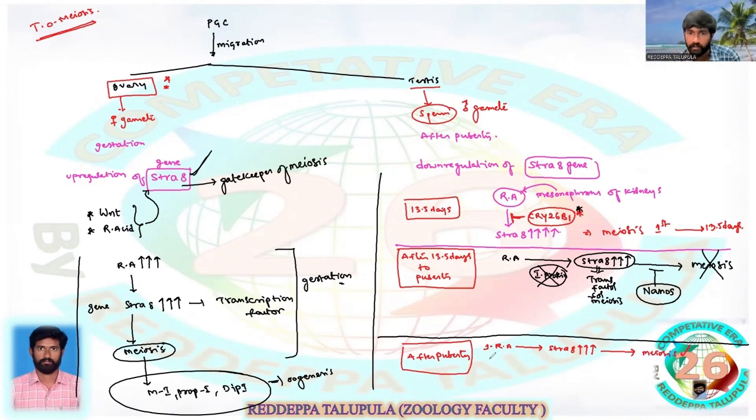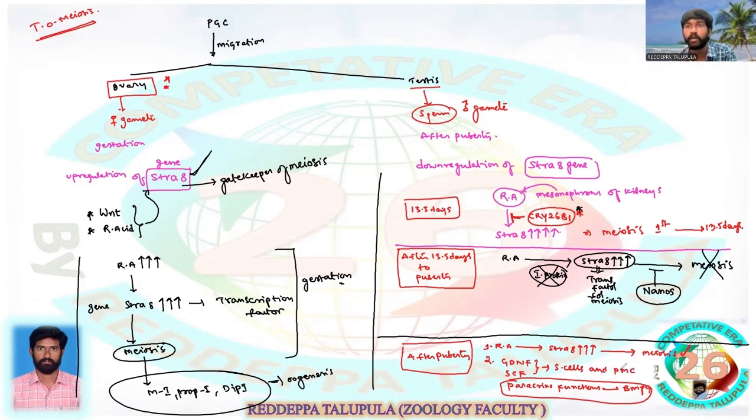Okay, it is one of the things. Second thing, there is the development of GDNF, SCF, and other paracrine functions, which secretes the BMP, maybe 9, BMP9, I think so. Okay, these things will be developed. These are the paracrine functions, and these two are produced by the Sertoli cells, and a few from the PMC, peritubular myoid cells. Because of these two, the meiosis will be started after puberty.